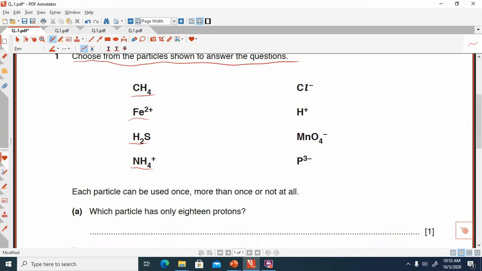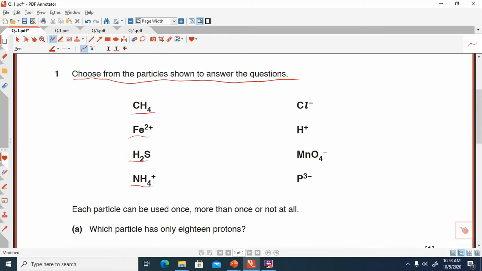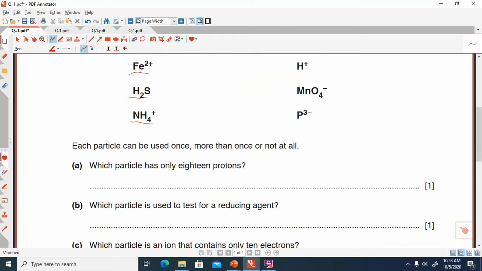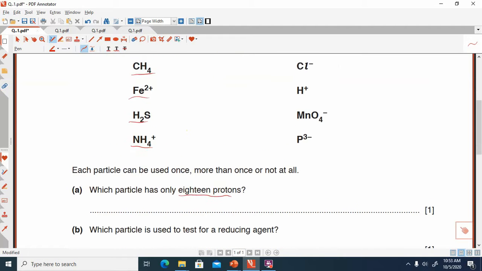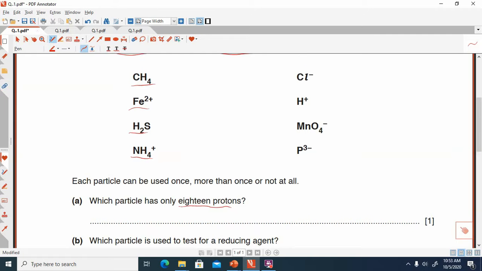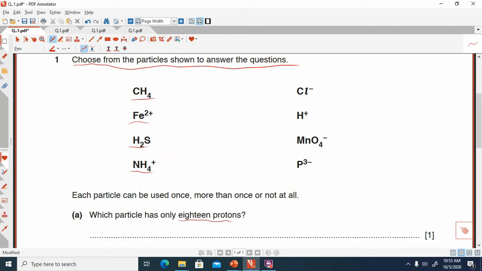As we are moving towards question number 1, it says choose from the particles shown, and then you have to answer the questions, right? These are different particles, different ions, compounds. Now look here, that is A. Which particle has 18 protons? Meaning which one of the above has the atomic number, or molecular mass if it is a compound, of 18, protons or electrons.